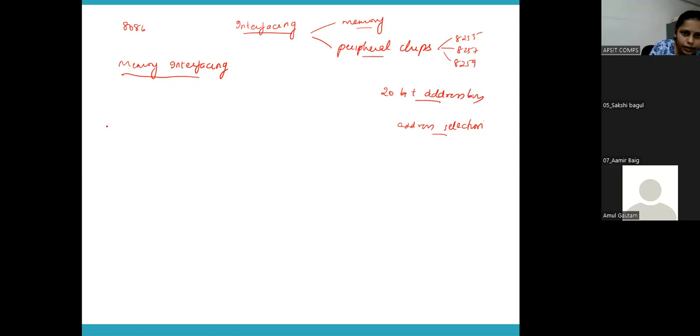Now, when it comes to memory interfacing, we can interface different types of memory chips with 8086. Okay, you can interface RAM chips, you can interface EEPROM chips, ROM chips, okay, RAM chips or ROM chips with 8086. Now, tell me, what is the address range of 8086? How much memory can 8086 address? What is the addressable memory of 8086? Come on, you know the answer. Speak it out.